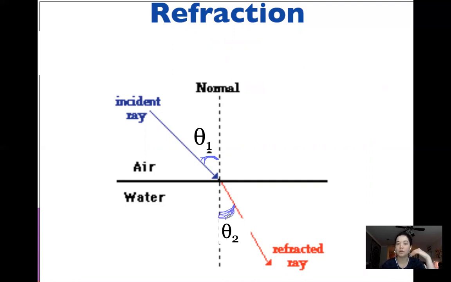In refraction, your angle of incidence will not equal your angle of refraction, all right? They will be different because we're going through two different surfaces, or two different mediums. In reflection, it's only one medium that we're going through, right? If we look in the mirror, the light rays are only traveling through air. In this case, we've got air and then water.